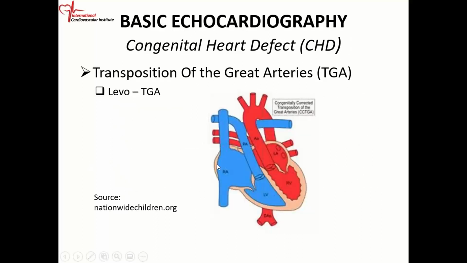Okay, so with your L transposition, things look good. Things look good because deoxygenated blood is going to the lungs. Oxygenated blood is going to the tissues and organs and so on. The problem, though, is this right ventricle, which is on the left side. The right ventricle is on the left side. It cannot maintain pumping blood through the aorta. So this is going to fail. You're going to have rip-roaring tricuspid regurgitation.